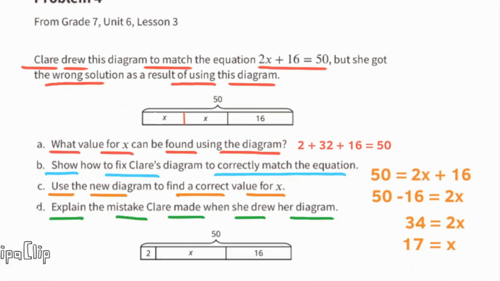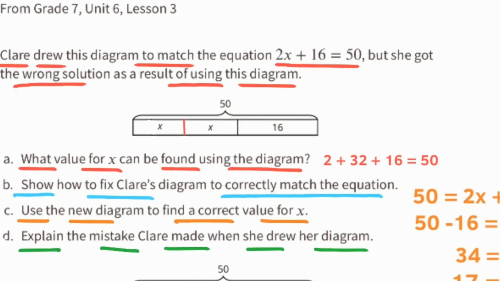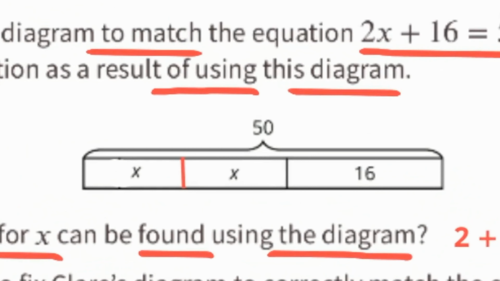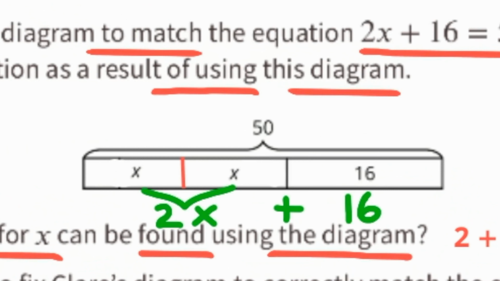D. Explain the mistake Claire made when she drew her diagram. The mistake that Claire made was she showed 2 plus x instead of 2 times x. This diagram represents 2 times x plus 16 equals 50.